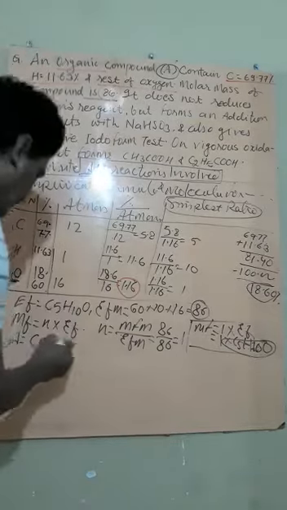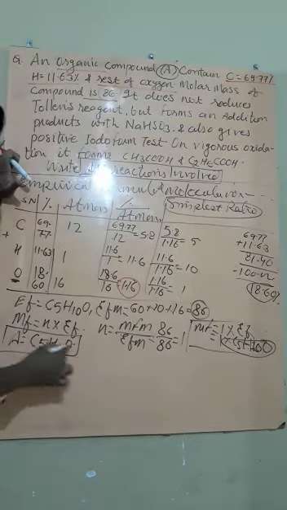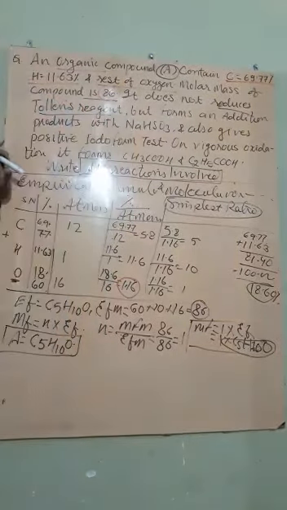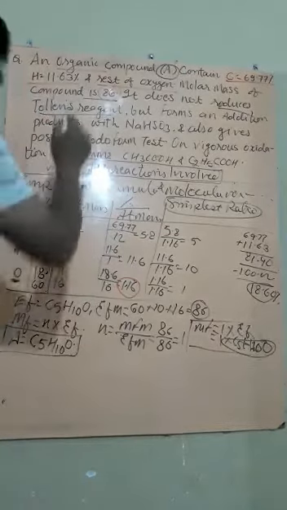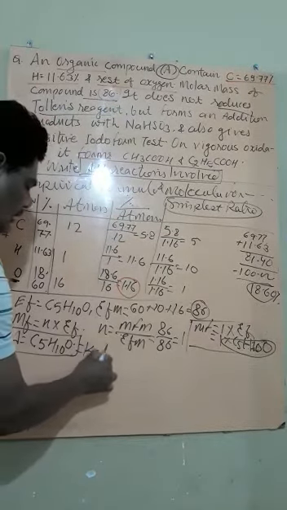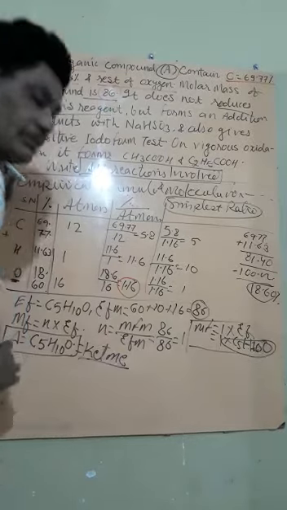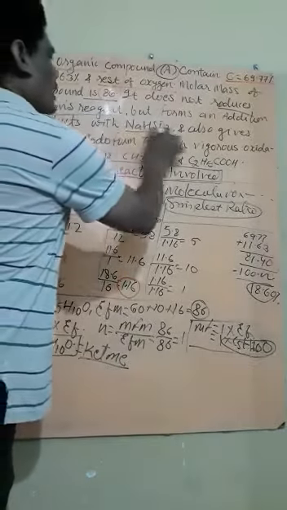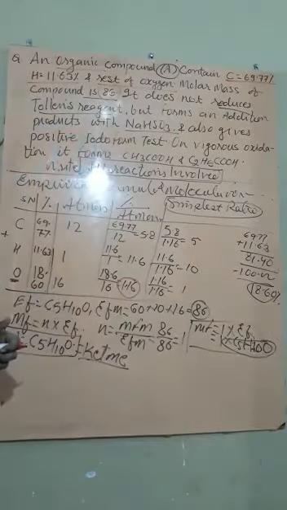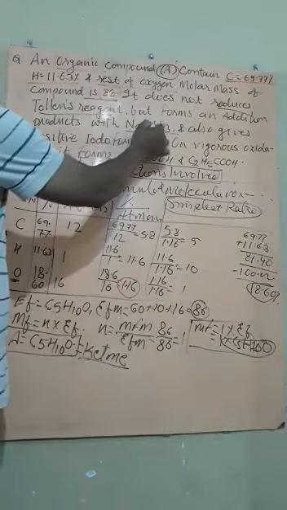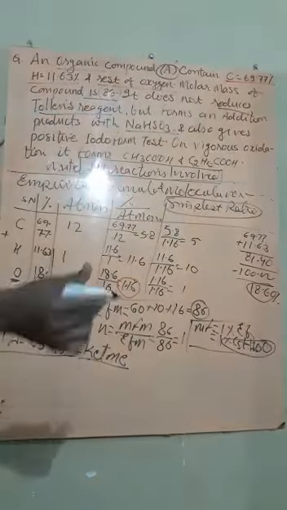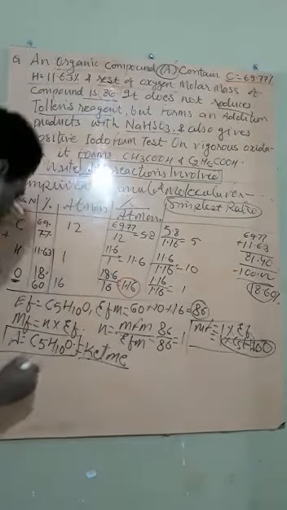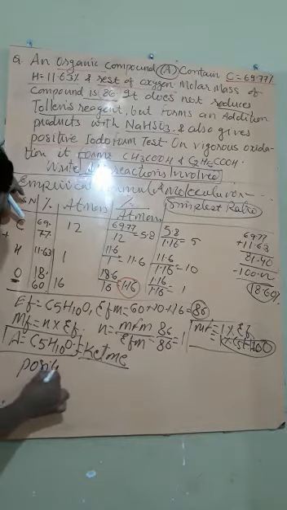After getting the molecular formula, now you can write all the reactions. The hint given is that it does not reduce Tollens' reagent, which means it must be a ketone, because a ketone does not reduce Tollens' reagent. It forms an addition product with NaHSO3, so we know that the ketone reacts with NaHSO3 and forms an addition product. Again, it gives a positive iodoform test, and the positive iodoform test is given by methyl ketones.